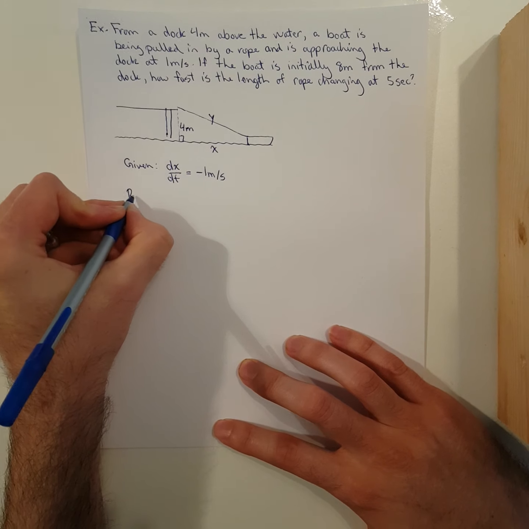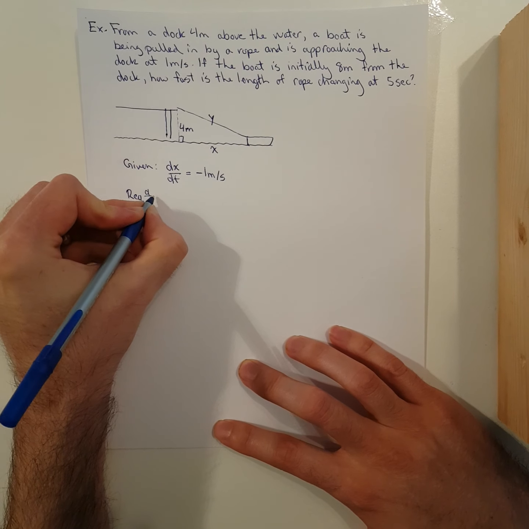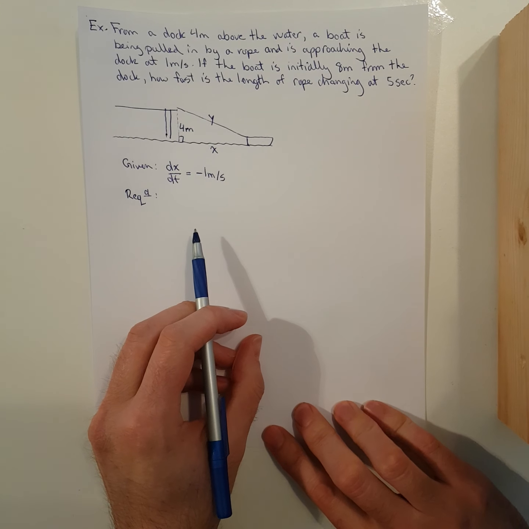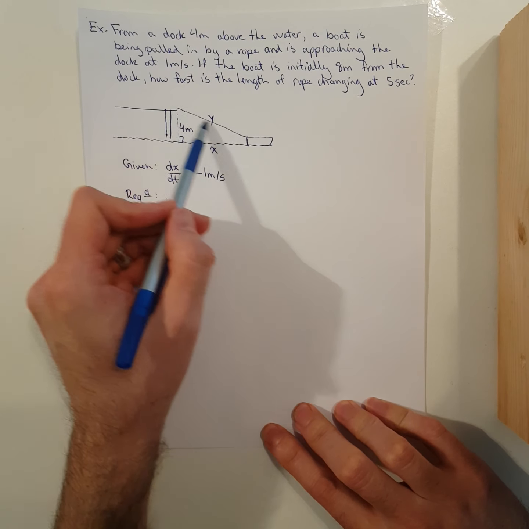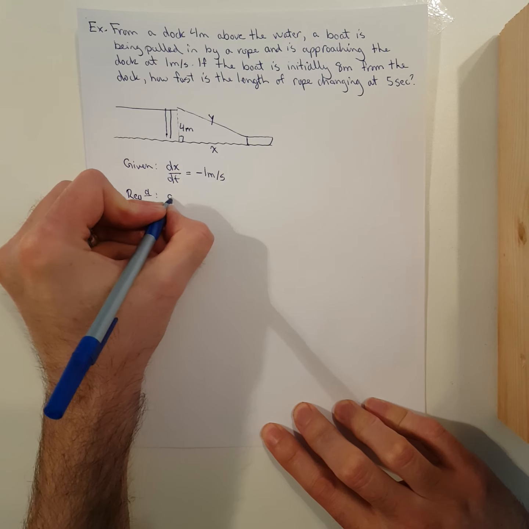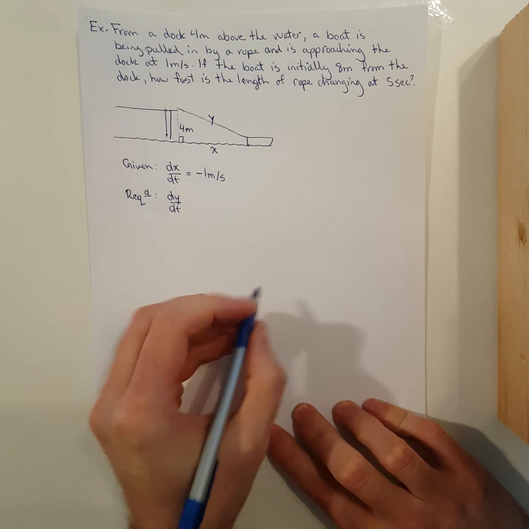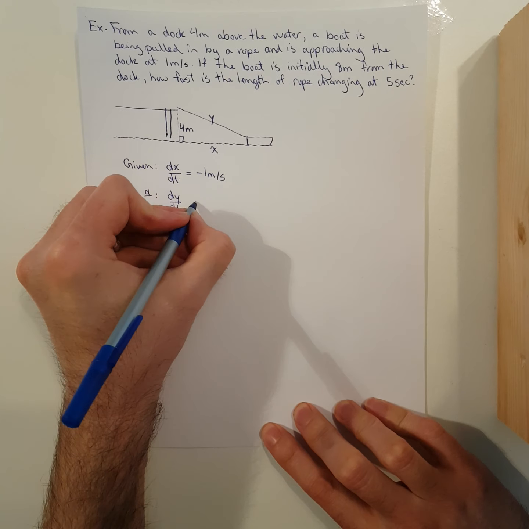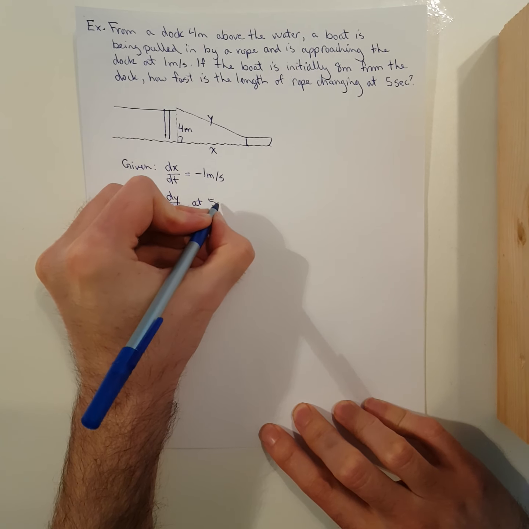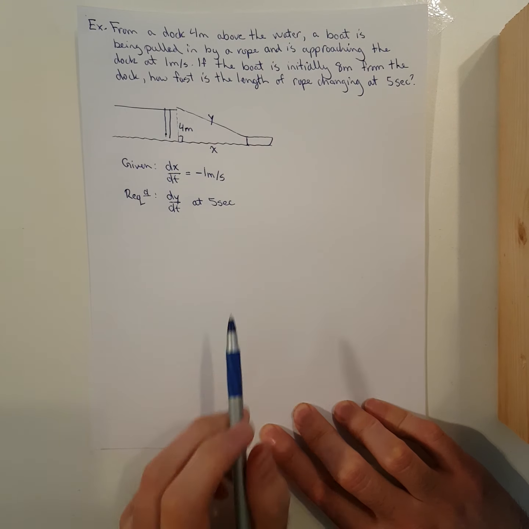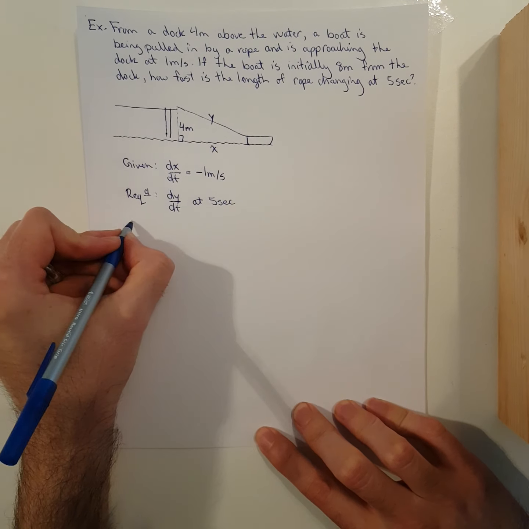Required then in this problem, we are trying to figure out at what rate or how fast is the length of rope changing, so this distance here, so we are trying to figure out then dy by dt, and this time we want that at 5 seconds, so there's our when. We want this to happen when 5 seconds has passed.